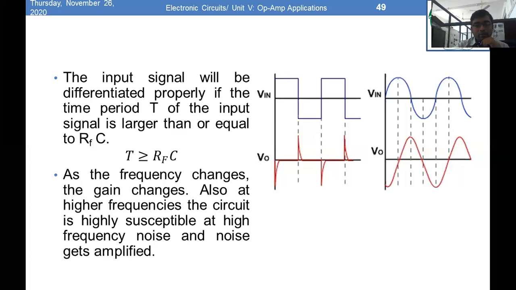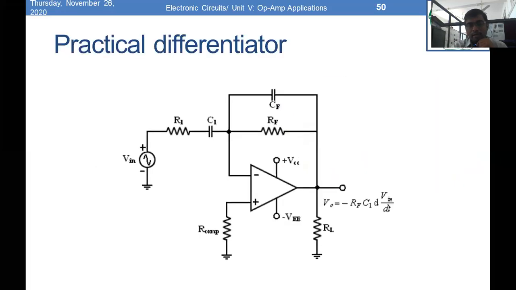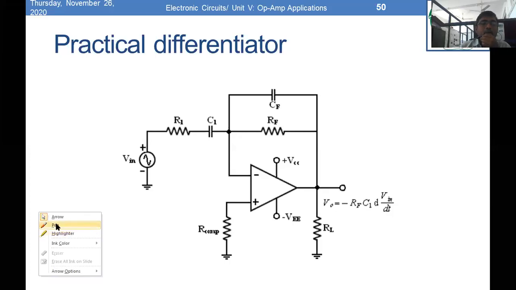So what is the solution for this? This is the problem of amplifying the noise at the high frequency. The solution is we have to use a practical differentiator. So we have to make certain modifications on the ideal differentiator circuit. See what modification we have done. Please note it on this diagram as well simultaneously.